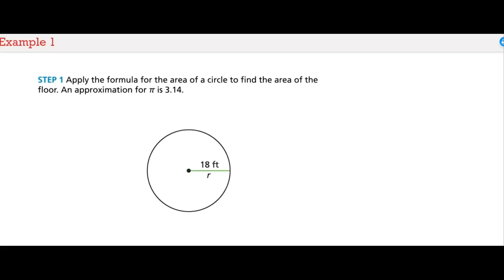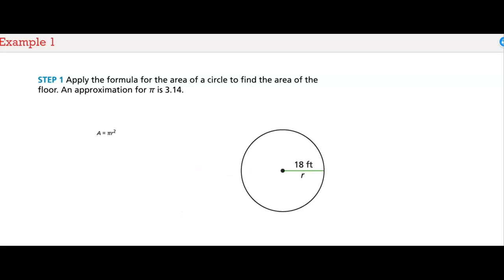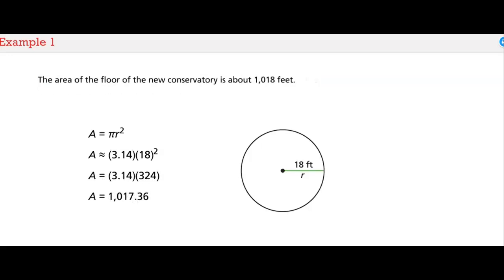Apply the formula for the area of a circle to find the area of the floor. The formula is A equals pi times the radius squared. An approximation for pi is 3.14. Substitute 18 feet for the radius r. Simplify the expression. The area of the floor of the new conservatory is about 1,018 square feet.